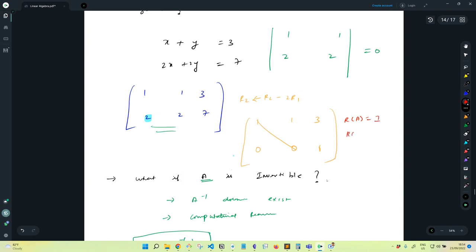What is rank of A? The rank of A is 1, and the rank of augmented matrix A comma B is 2, right? Now here we encountered a case where R of A is not equal to R of A comma B. So according to my formula, this system has no solution.